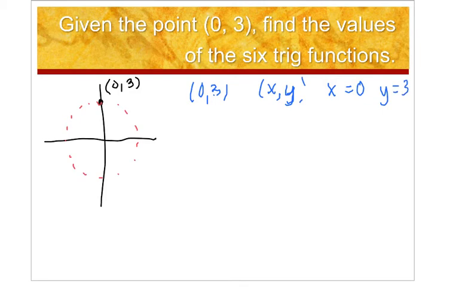And again, the question is now, what is r? The r connects us from the origin to the circle. We've been drawing it like there, but it could also be here. All the radii of a circle are congruent. So this length here is 3, so my r value is 3.